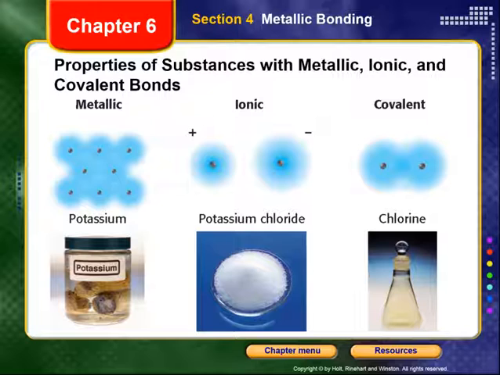We have ionic bonding, which we went over last section, where we have a complete transfer of an electron. Here it's potassium chloride, so this is a potassium atom. It ionized, transferred its one electron to a chlorine atom, making it a chloride ion. And we have the electrostatic attraction between a positive charge and a negative charge.